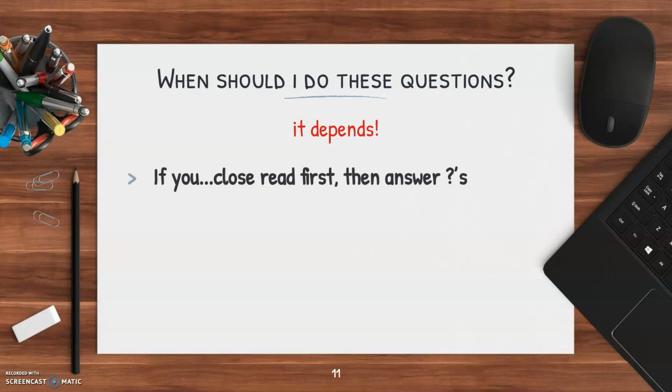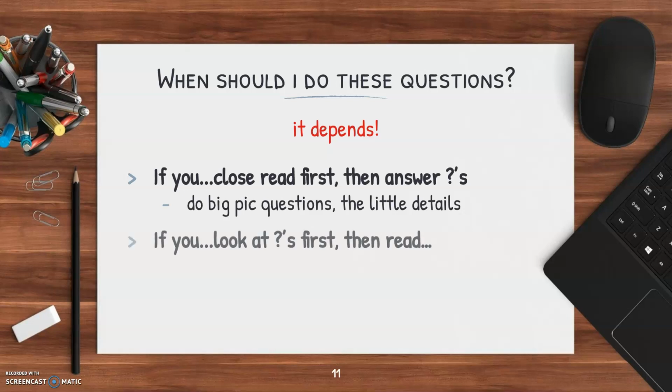If you are the person who does a close reading of the passage first, and then you answer the questions, it will make sense for you to do the big picture questions first and then focus on little details. If you are the person who looks at the questions first and then goes back to the passage to do the reading, it'll be easier and more effective for you to do these little detail questions first, and then gradually work your way up to a larger understanding of the text so you can answer big picture questions.